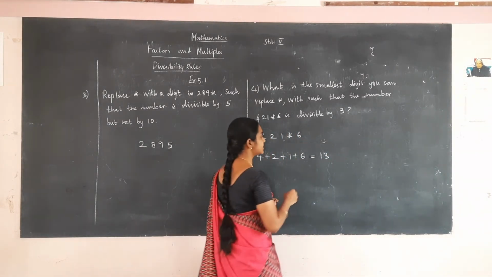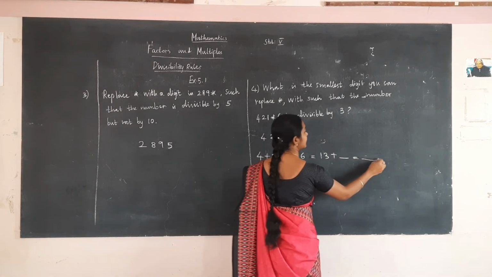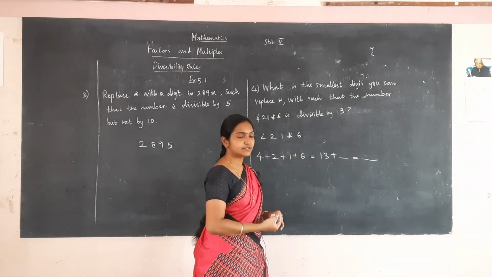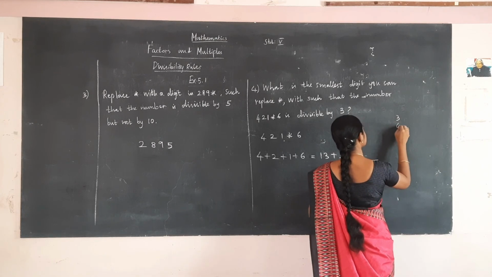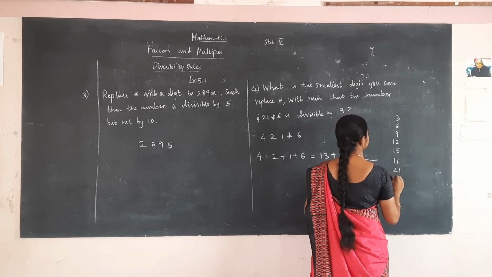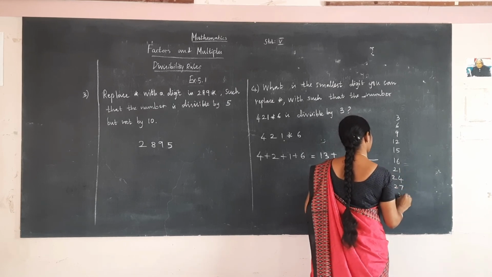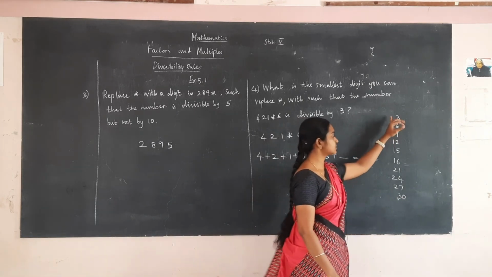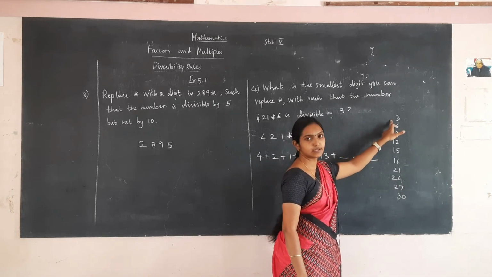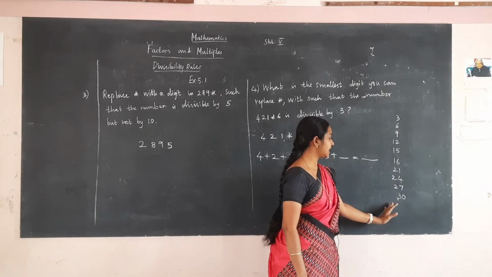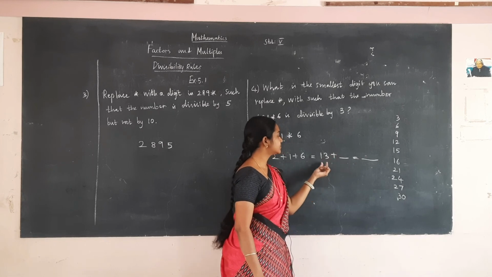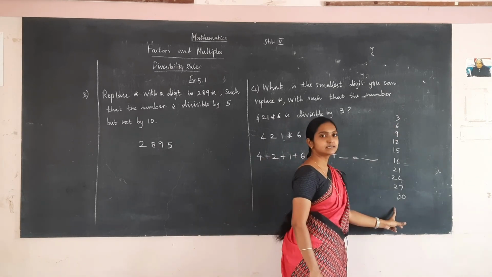To 13 we have to add a number so that the number is divisible by 3. So write the multiples of 3. I have written the multiples of 3. This is nothing but the table of 3. I have not written 1 3 is 3, 2 3s are 6. I have written only the answers. Now we have to find a number that should be added to 13 to get the numbers in the list.